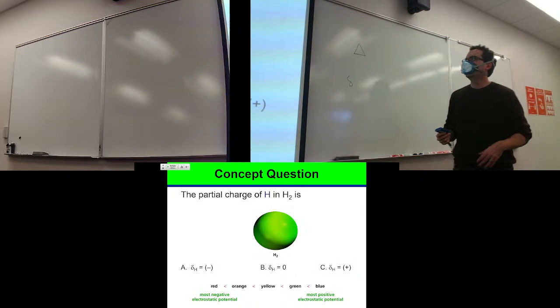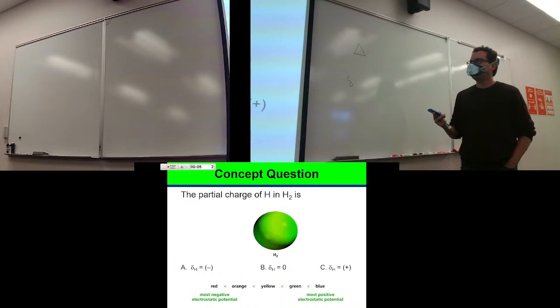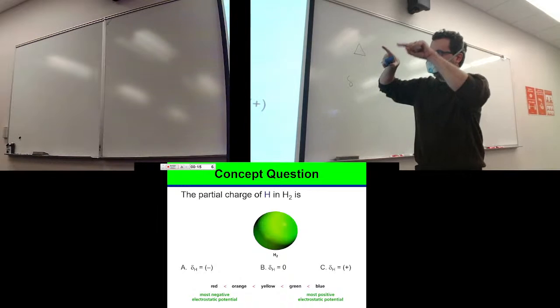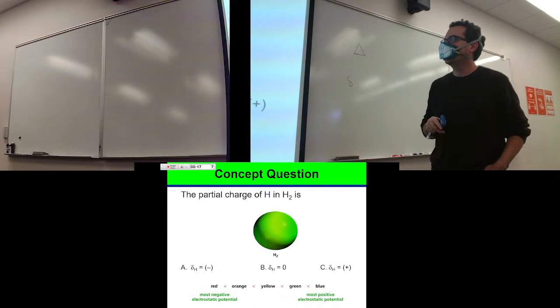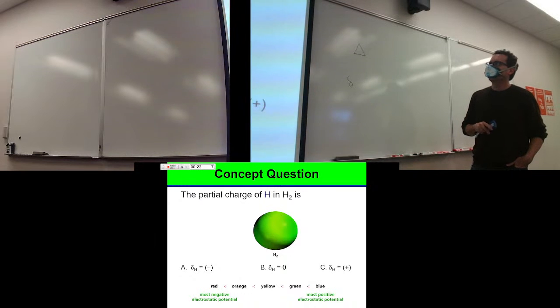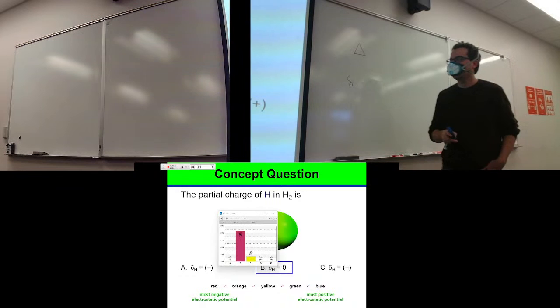So here's another one, H2. What's the charge on one of the hydrogens? It looks like a sphere, but there's two H's in there. It's not very elongated. This one is a little easier, but in this case, there is no charge on these hydrogens.